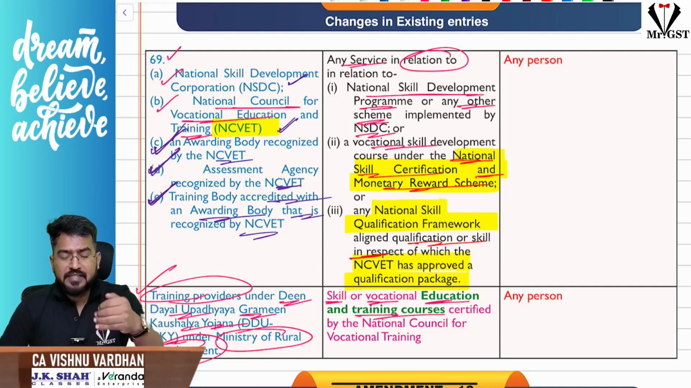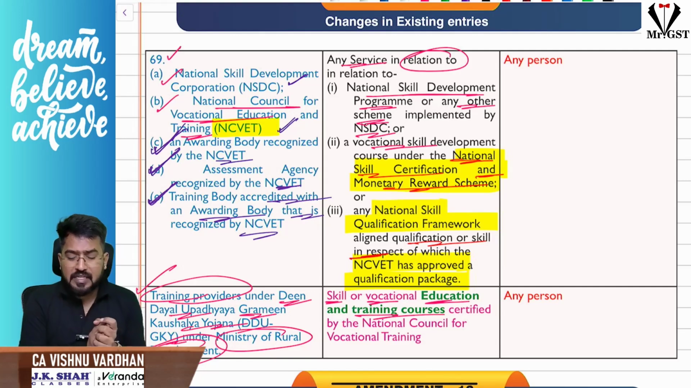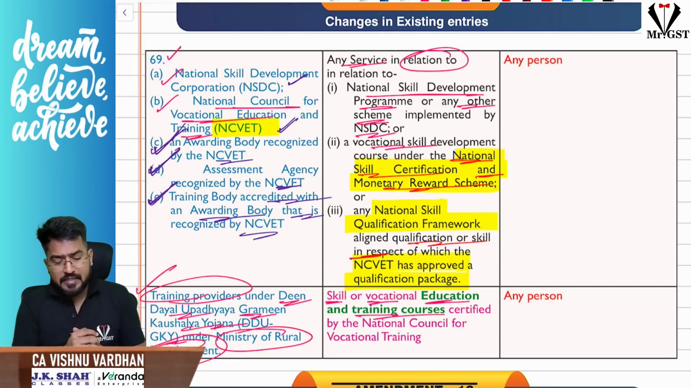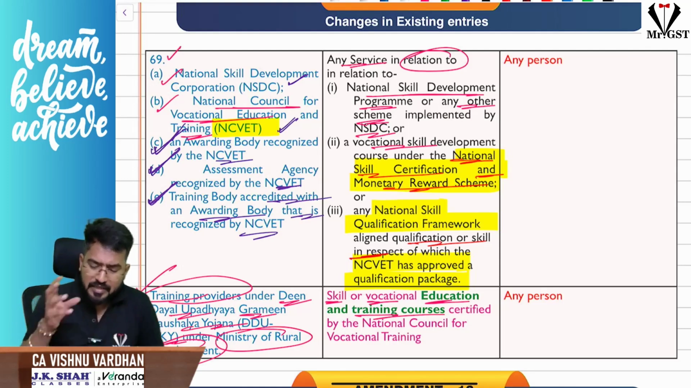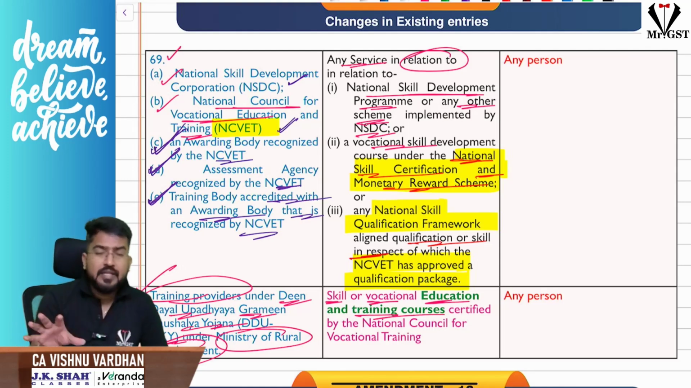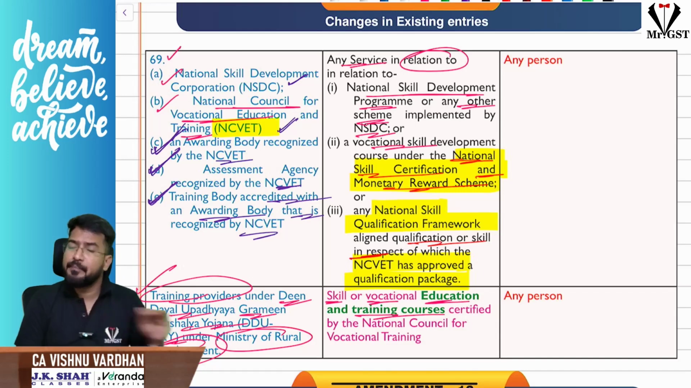They are providing any service in relation to national skill development programs or any other programs implemented by NSDC or any other vocational skill development courses, of course, by the National Skill Certification and Monetary Reward Scheme or National Skill Qualification Framework, which are recognized by NCVET. So these are exempt under GST. Earlier there was Sector Skill Council, now they are renaming it, and you are seeing the different names. That's all. Apart from that, the exemption is the same.